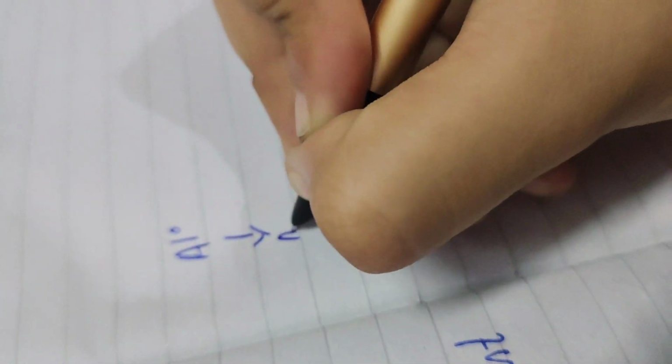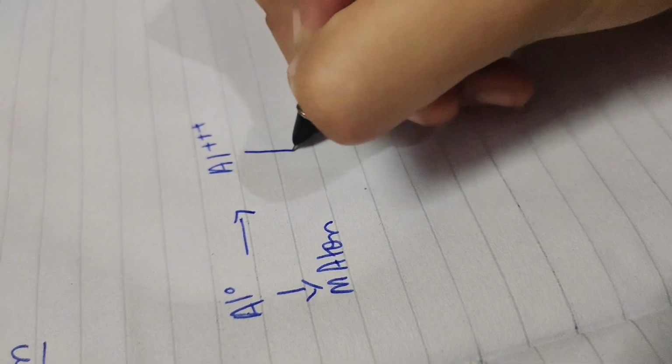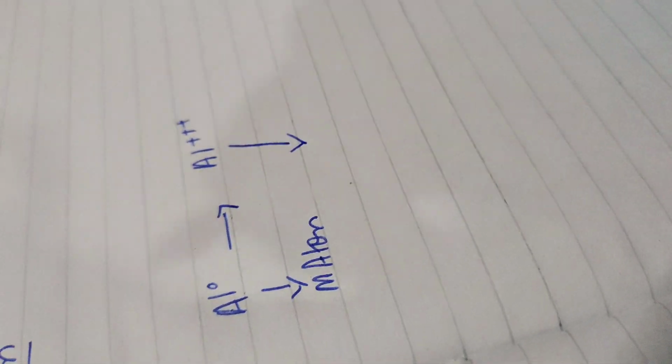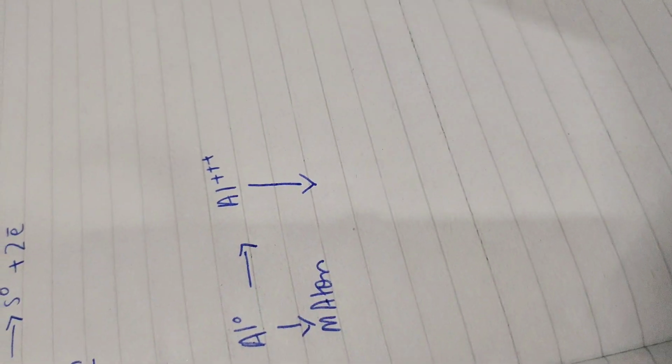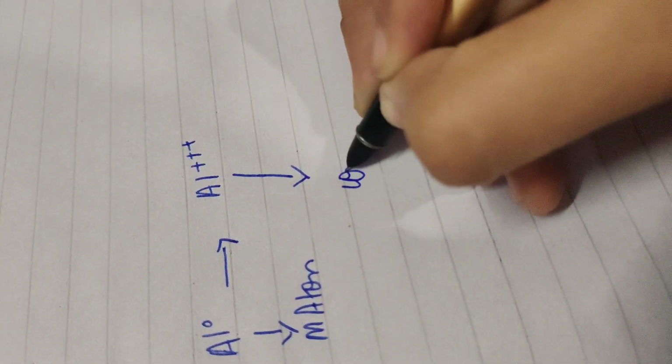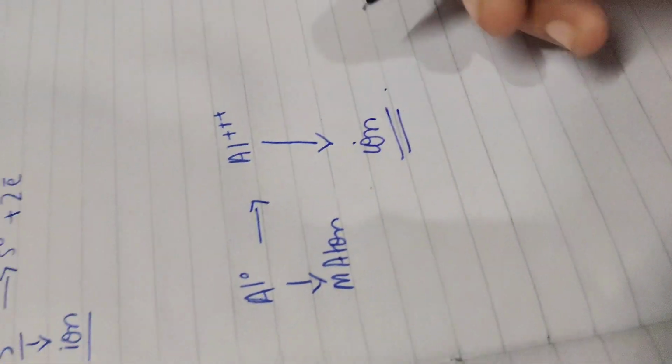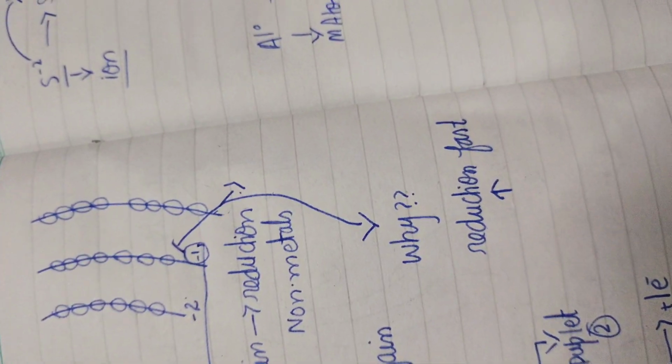If I could say this is the metal atom, when aluminium loses 3, then it will be converted into what? It will be converted into an ion, right? I hope these terminologies are clear to you.